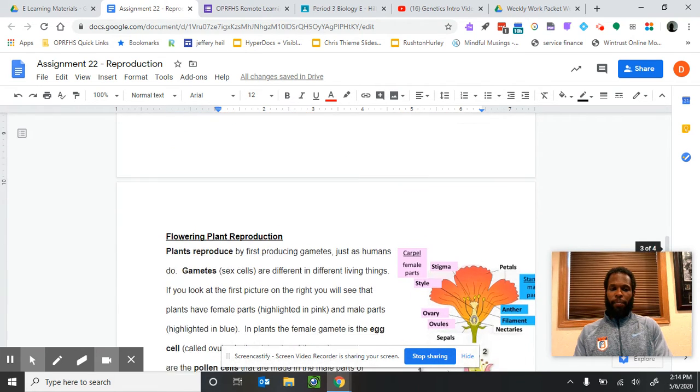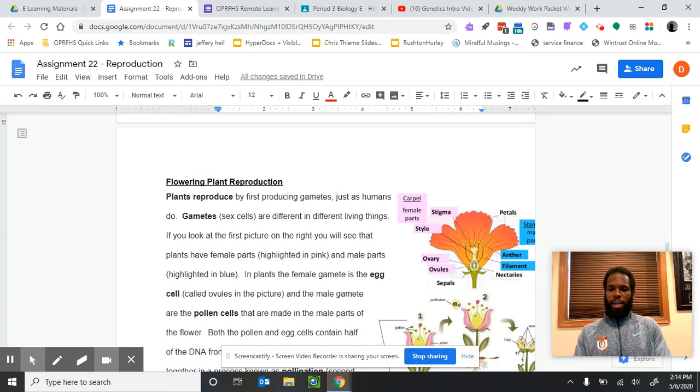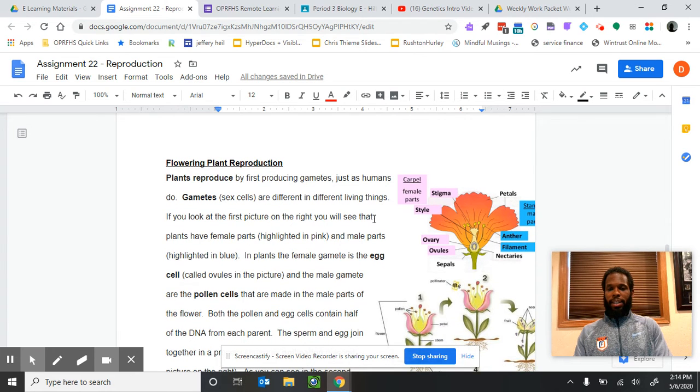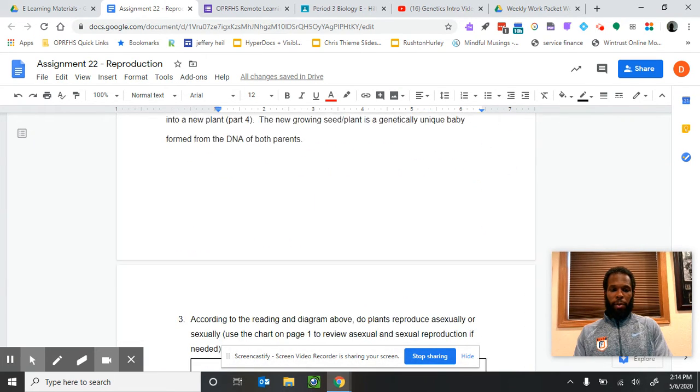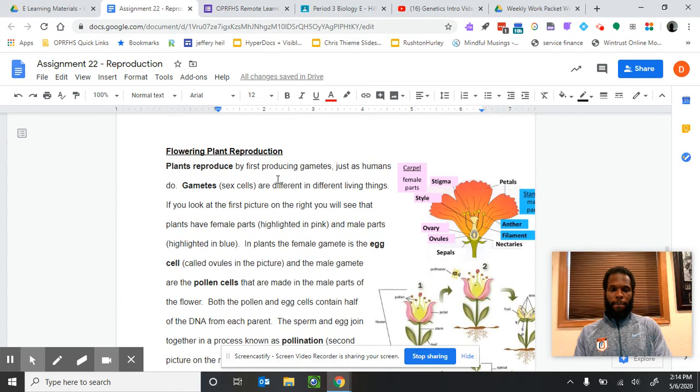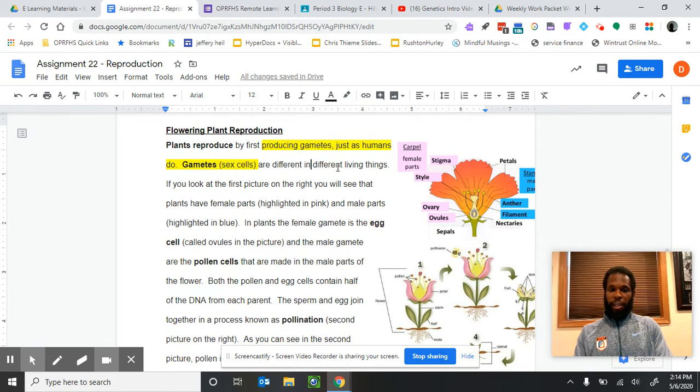Now, the last section here is about plants. Now, do you think plants reproduce sexually, or do you think plants reproduce asexually? Let's find out. A little bit longer reading here, but we can get through this. Plants reproduce by first producing gametes, just as humans do. So gametes are sex cells. Interesting here. So they produce gametes, sex cells, just as humans do. But they're different than in living things.